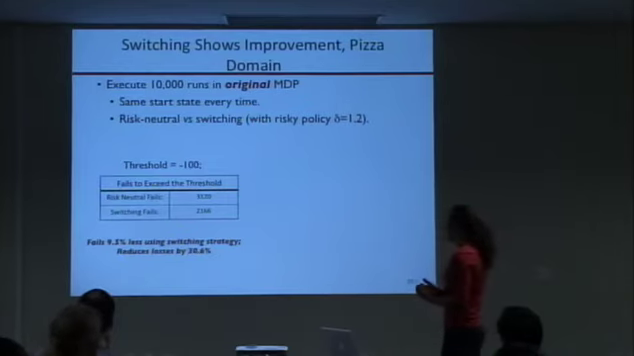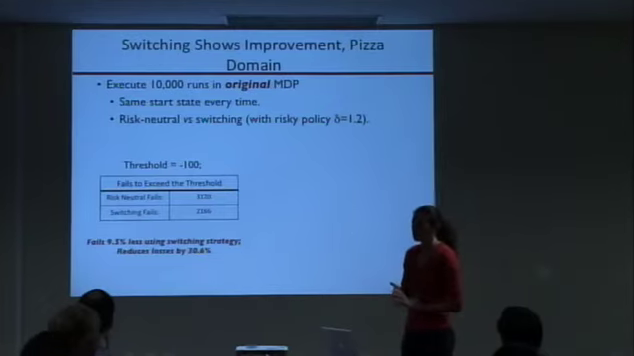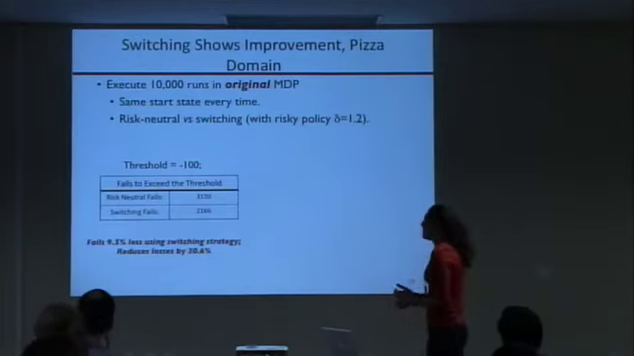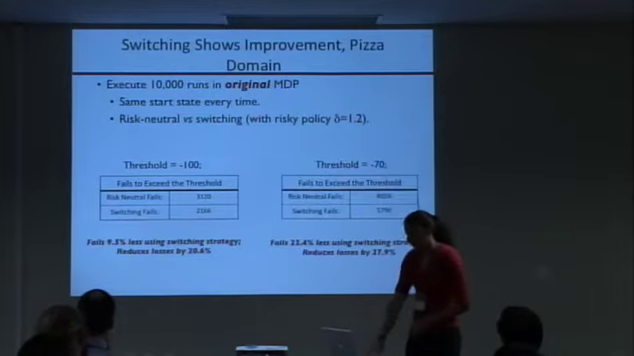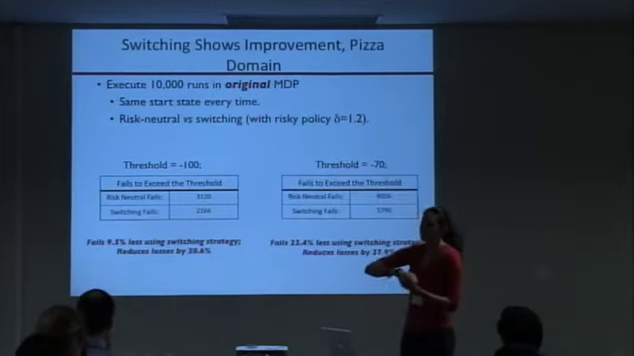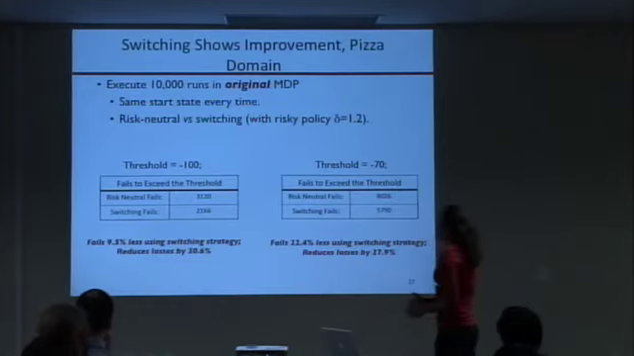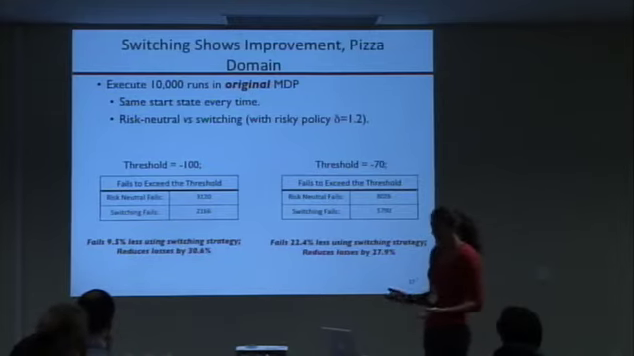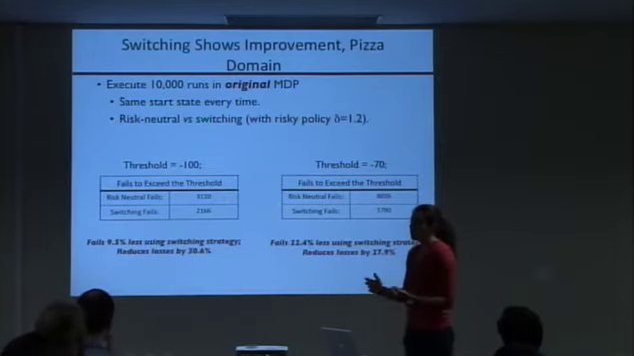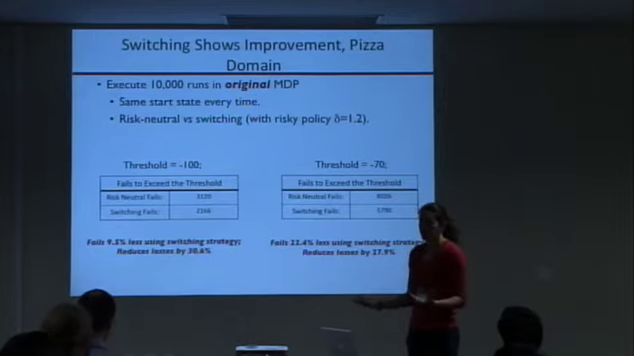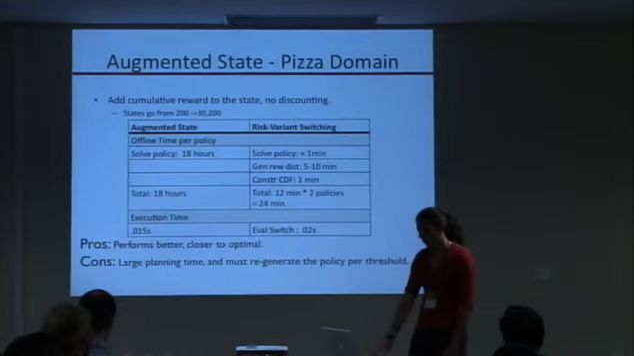So comparing the number of times risk neutral is failing versus the number of times that switching was unsuccessful, we see that the switching strategy is actually failing 9.5% less, which is reducing our losses by 30.6%. And if we have a higher threshold, meaning we want to get there even quicker, we actually see there's a gain. It's failing 22.4% less and reducing the losses by around 28%. The reason behind this, we believe, is that at higher thresholds it's in your best interest to take more risk, and so you get more benefit out of switching between these different strategies.